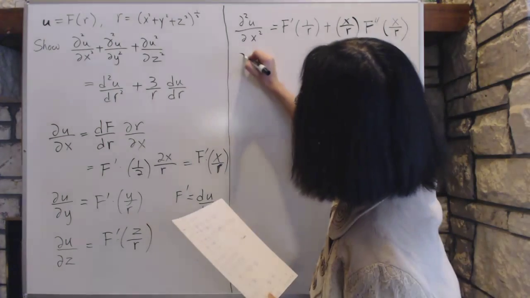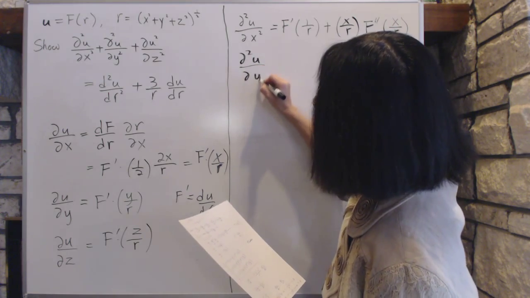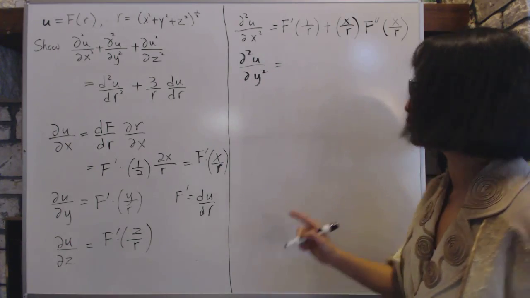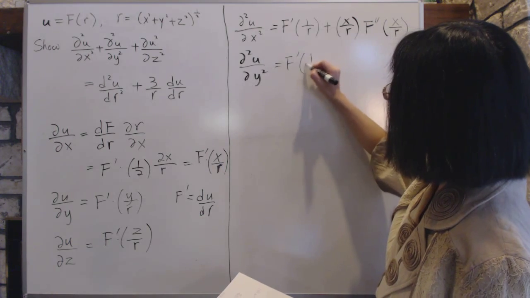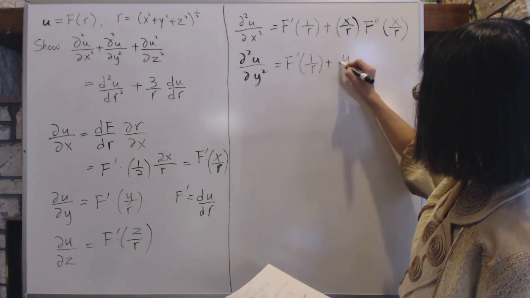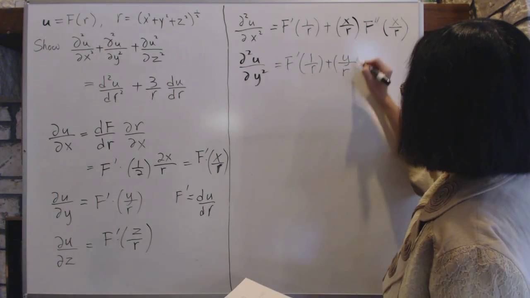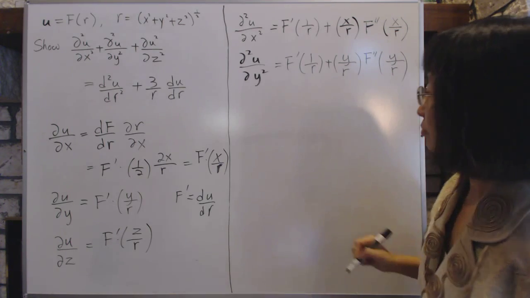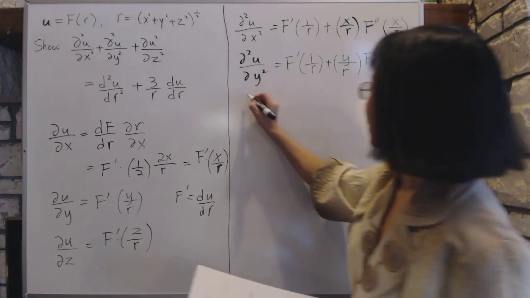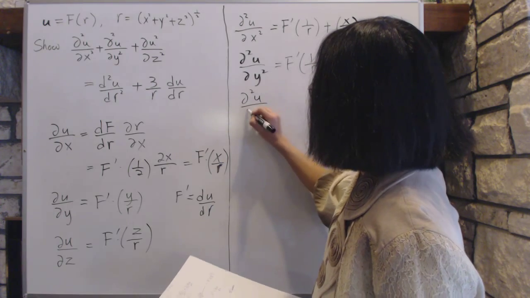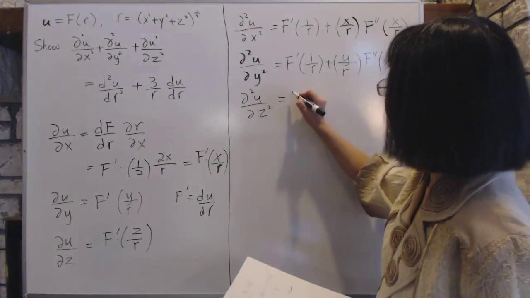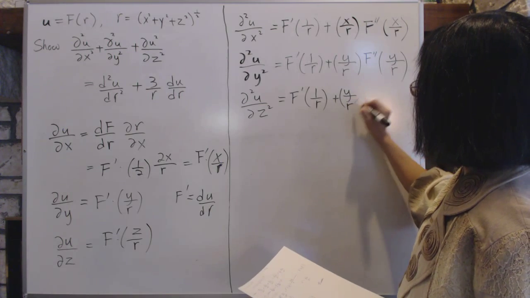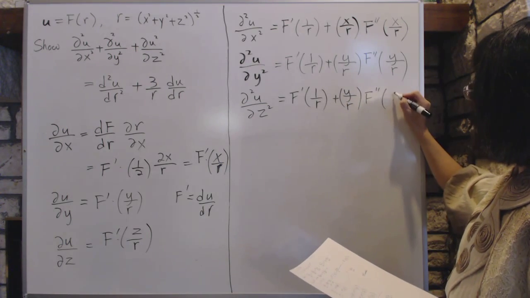And then the next thing is partial squared u partial y squared. And that would be exactly the same because you're just doing it with y, but the equation is symmetrical all around. So everything is exactly the same, plus y over r, as is shown here, times f double prime, and then this is y over r. And then it's the same way with the third term, partial squared u partial z squared is f prime 1 over r and plus f double prime. Now this you have z.